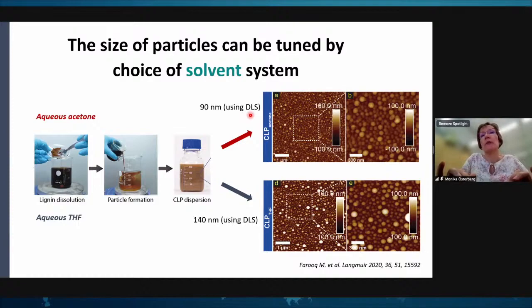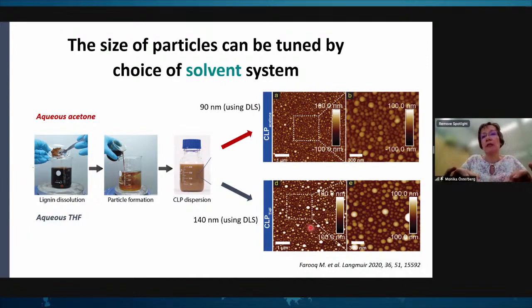So if we would determine the size from the TEM images or AFM images, it would probably be a bit smaller still. But here you can see AFM images of these particles prepared using aqueous acetone. And here are the particles using aqueous THF for the dissolution of lignin. And there we get an average size of 140 nanometers, so clearly larger. So this is a very simple way of tuning the size a bit by choosing the solvent.